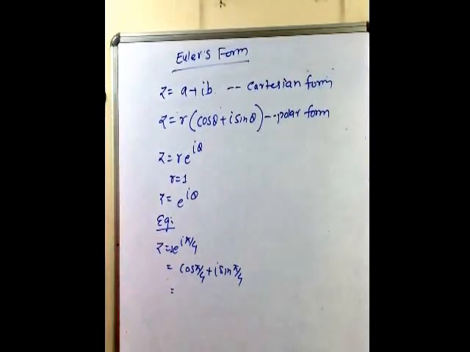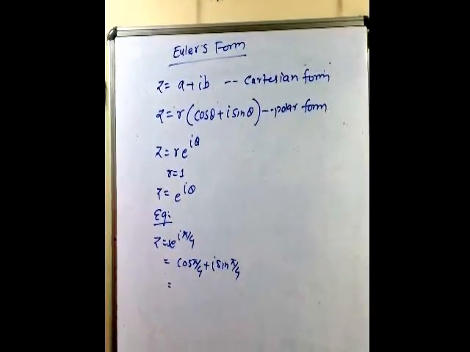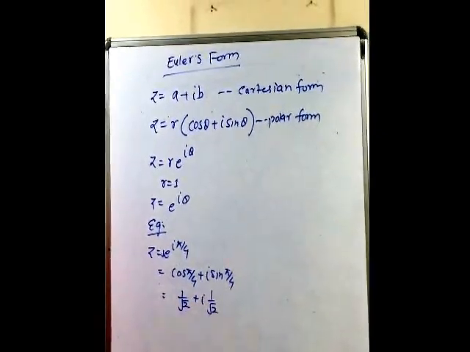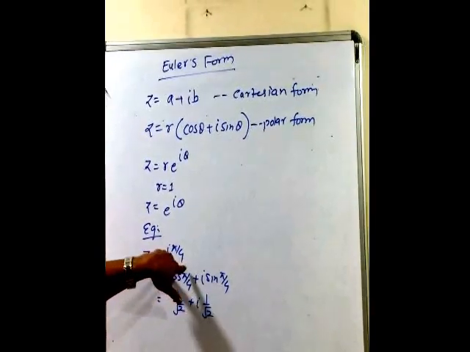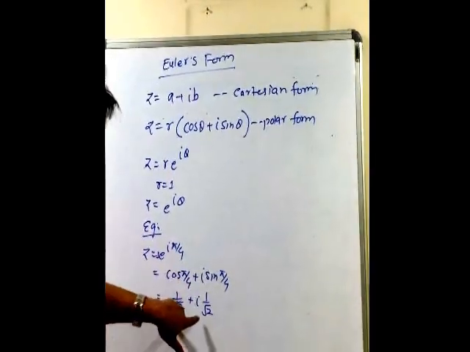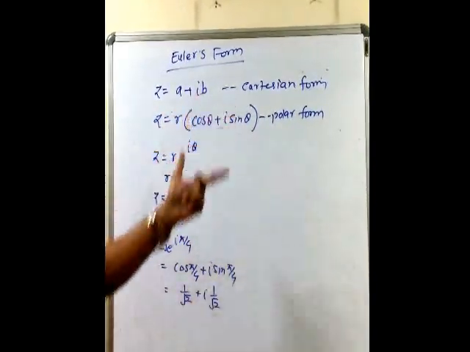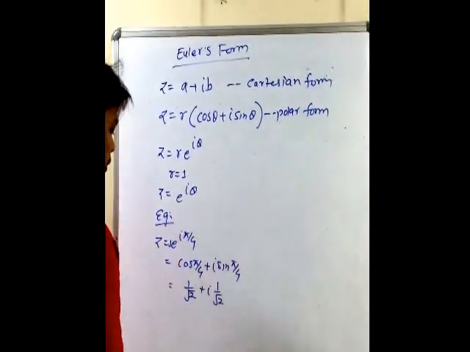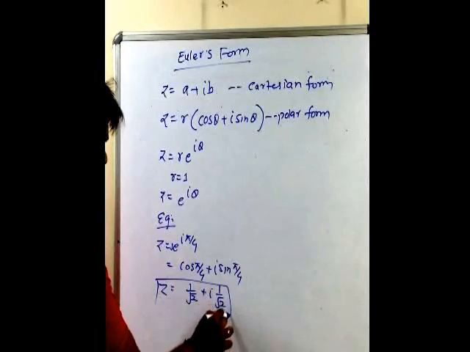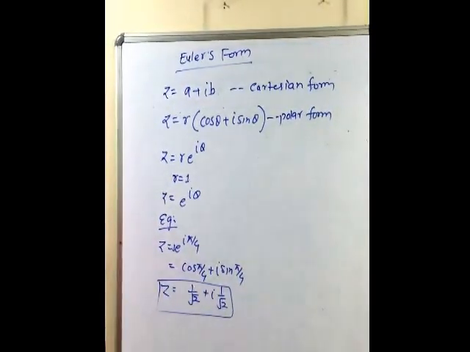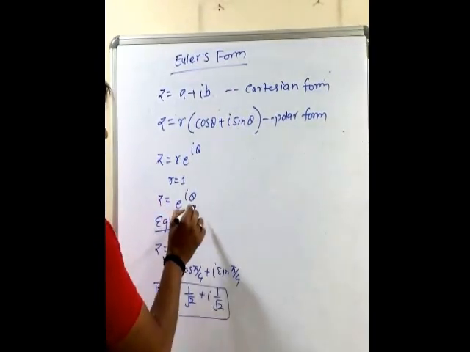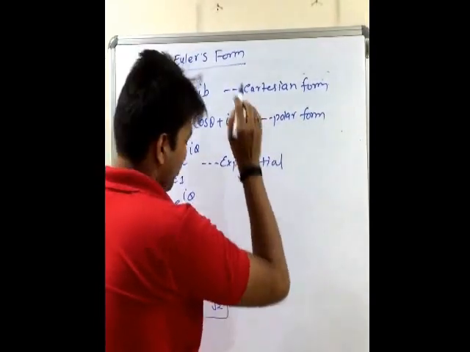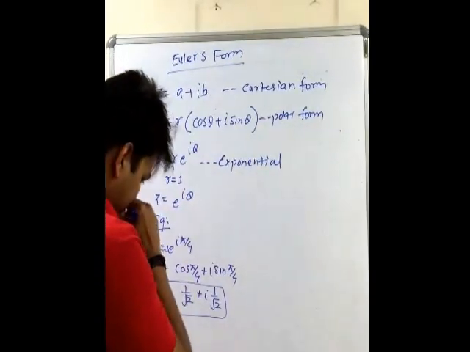What is cos pi by 4? Pi by 4 is nothing but 45 degrees. Cos 45 is 1 by root 2 plus i 1 by root 2. Right? So from the exponential form we have written the polar form, and we have got the value of the complex number. It is a value of the polar form. Okay, so I think you guys are getting what I am trying to say. So the Euler's form is nothing but the exponential form.